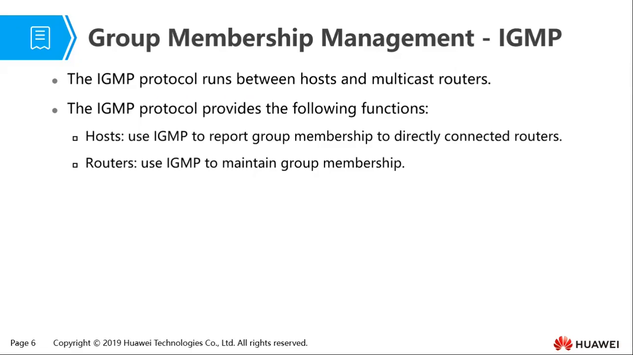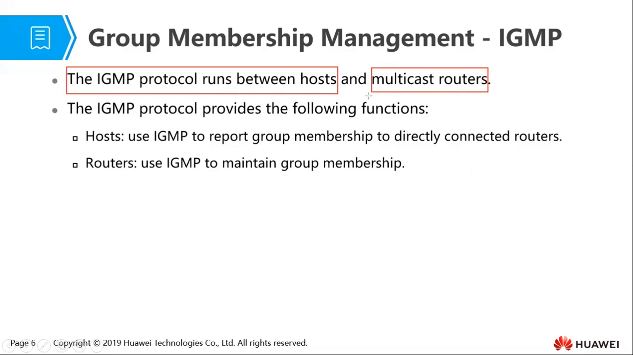Okay, so again, a reiteration, the IGMP protocol runs between the host and the multicast router, specifically the multicast router that interconnects the receiver. Now, IGMP protocol provides the following functions. These are the functions that we've talked about. The first one is for the host. It uses IGMP to report group membership, so to join directly to the connected routers. So it enables the host to join the group.